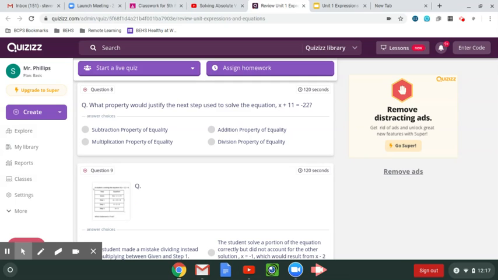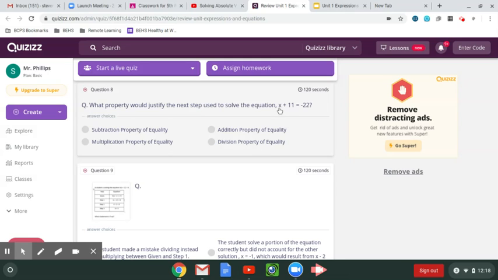Number 8 just has some fancy ways of saying undo addition with subtraction. What property would justify the next step? To undo addition, you would do the subtraction property of equality. To undo subtraction, you would do the addition property of equality. To undo division, you would do the multiplication property of equality. And to undo multiplication, you would do the division property of equality.